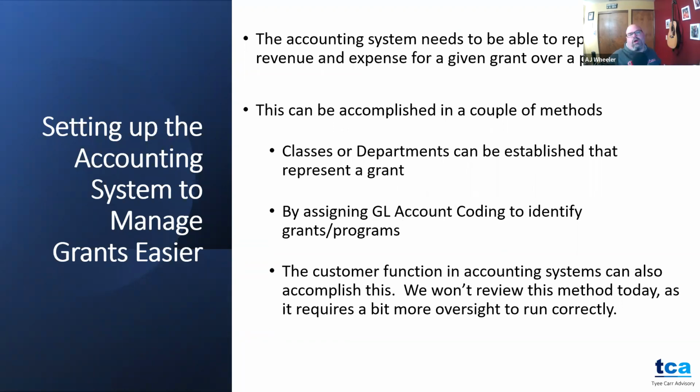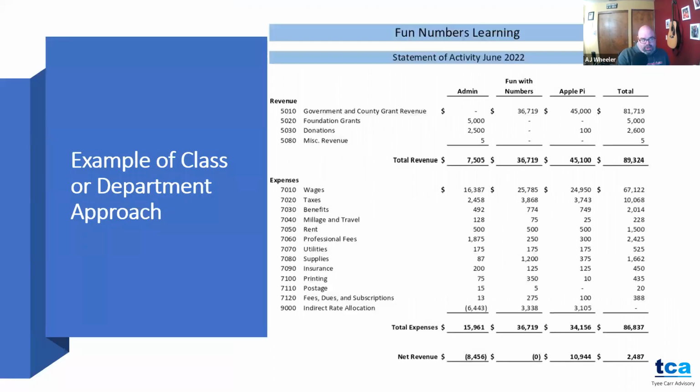Your accounting department can run an easy report and know that all of the expenses have been assigned. If you're not using comparative reports in this customer approach, it can be difficult to know if all of the expenses have been classed. So what does that look like? I have an example here of the class or department way to go. This is a very simple nonprofit with two programs and an administrative function.